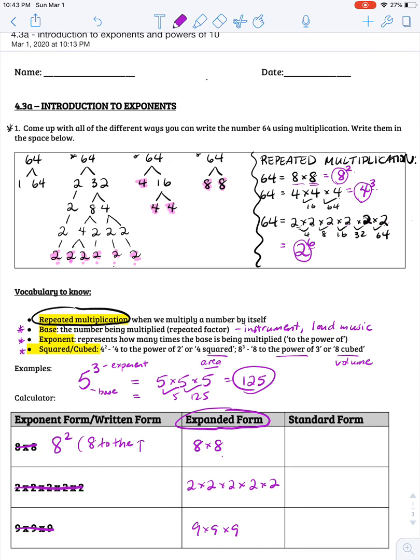So jot this down. Okay. The standard form for this, so you're simply calculating what it is in expanded form, would give you 64.